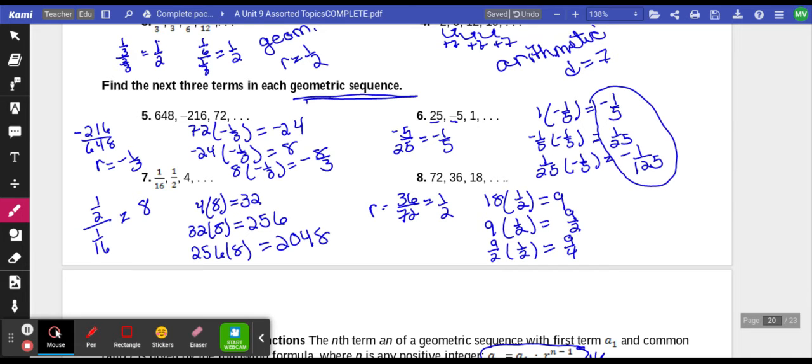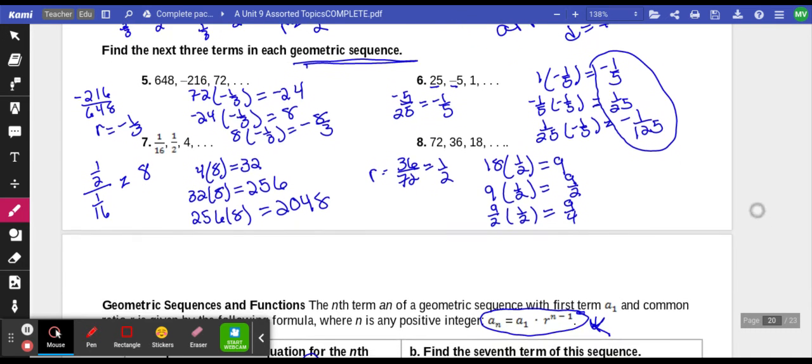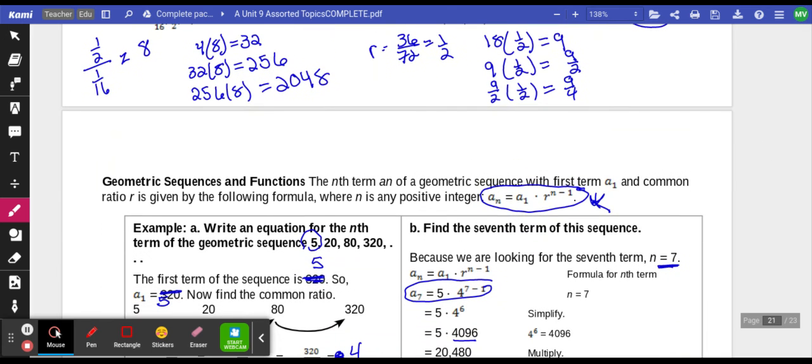Again, for number 8, the first thing I do is I find my r. So I divide 36 by 72, which gives me 1/2. And then I multiply 18 by 1/2, 9. 9 times 1/2, 9/2. 9/2 times 1/2, 9/4.